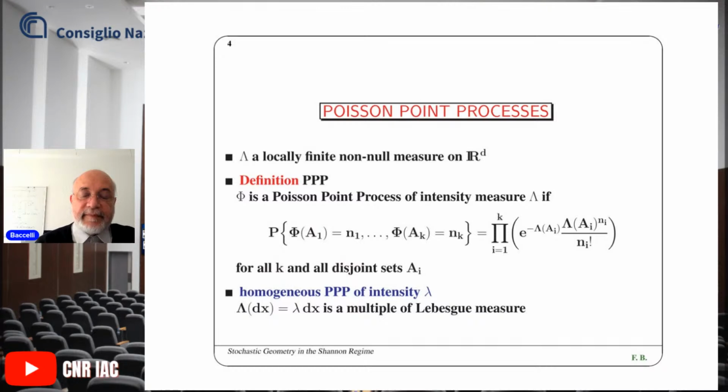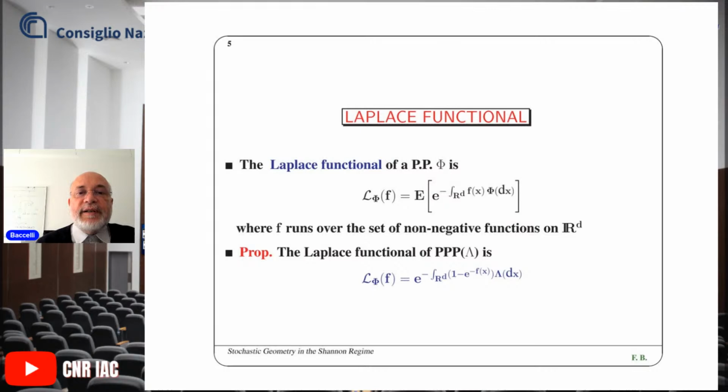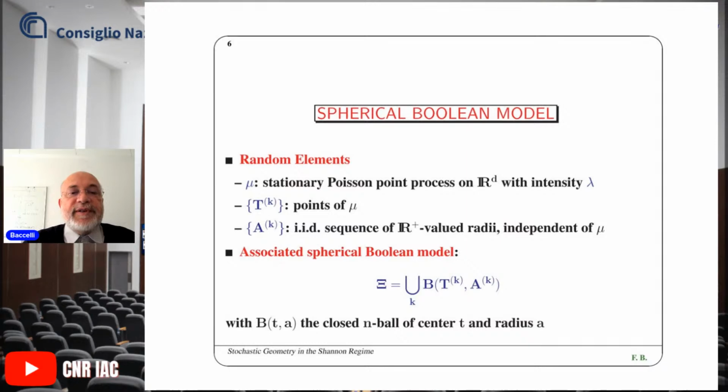One knows the Laplace functional. It will not be used so much in the lecture, but the Laplace functional is a linear transformation of measures, so you let them act on functions. And one knows there is an explicit form of the Laplace transform of a Poisson point process. So this is the background on the Poisson point processes.